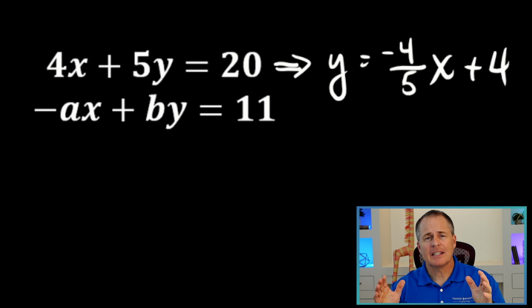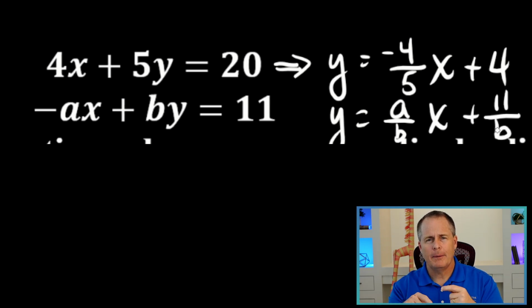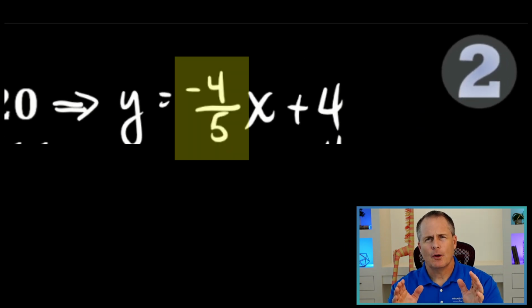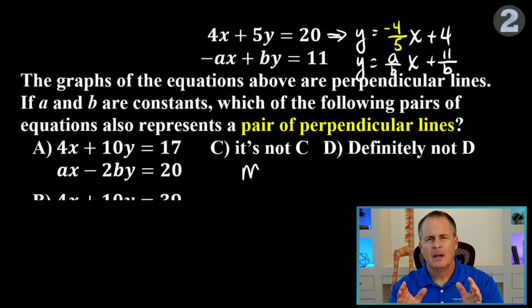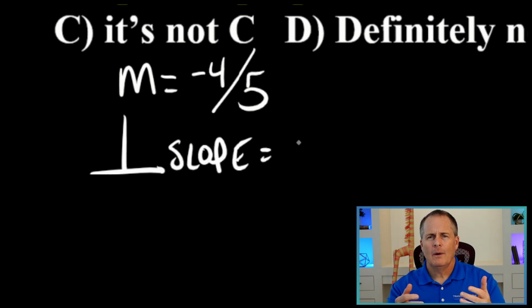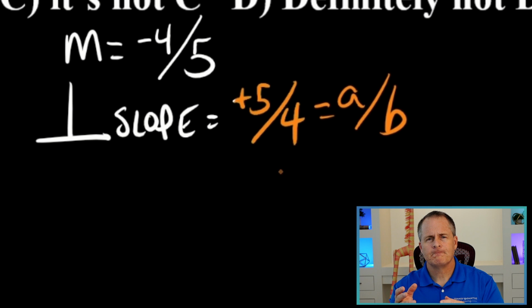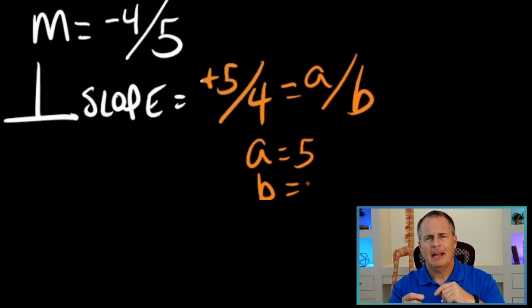The second equation is a bit scarier, but it's really just the same thing. You have to add ax to both sides, then divide by b, and you'll get y equals ax over b plus 11 over b. So the first line has a slope of negative 4/5. What would be the slope of the perpendicular line? Well, the other line has to have a slope of positive 5/4 in order to be the negative reciprocal, which means A is 5 and B is 4.